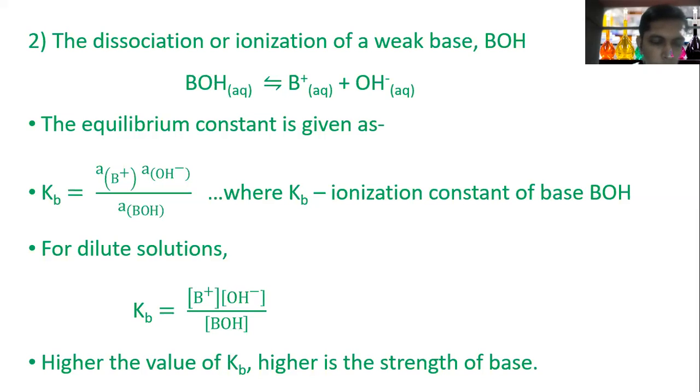And smaller the value of Kb, weaker will be the base. When the numerator is less, then the base will be weak. So less dissociation, less number of ions, and more number of undissociated molecules in the case of a weak base. So the value of Kb will also be very small.